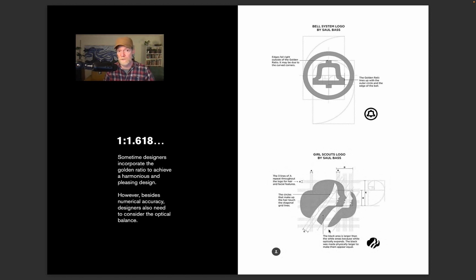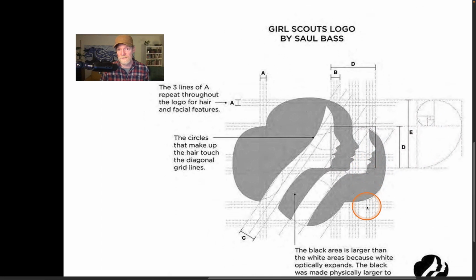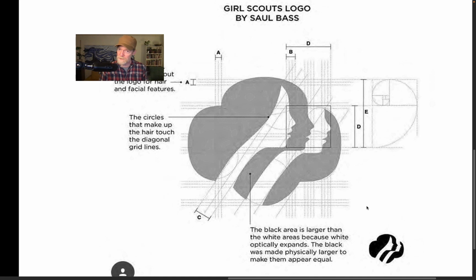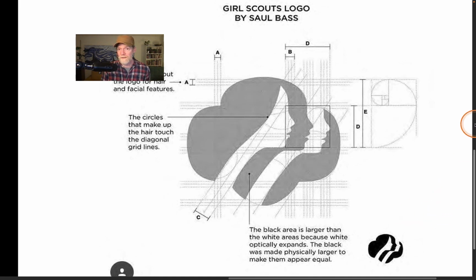Sometimes, as a designer, I've done this too, used a ratio, like this perfect golden ratio, so 1 to 1.618. It can help achieve this perfect harmony with the proportions in the mark. So we see that here in Saul Bass's Girl Scouts logo. The golden section forms the basis for the proportions, but then he made this adjustment too. So the black areas are larger than the white areas because white optically expands. And so, optically enlarging them so they feel right.